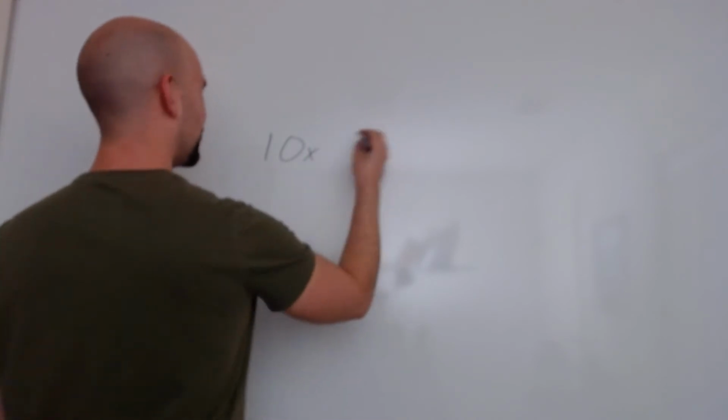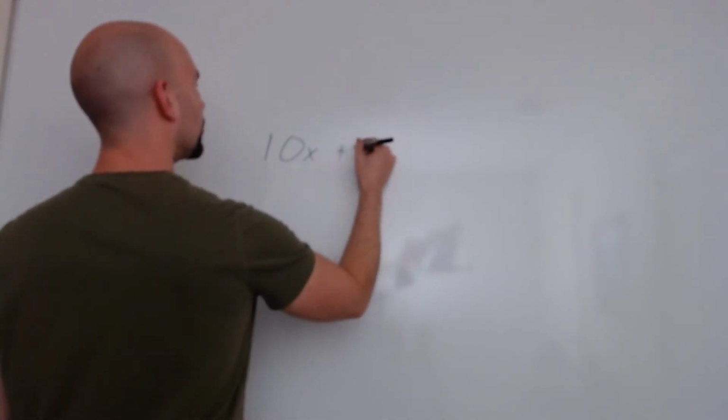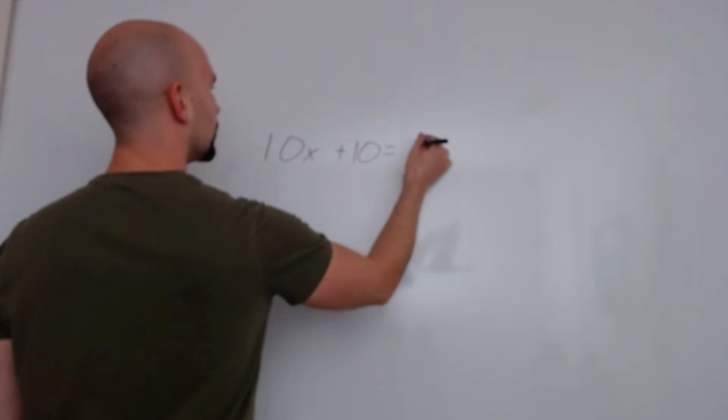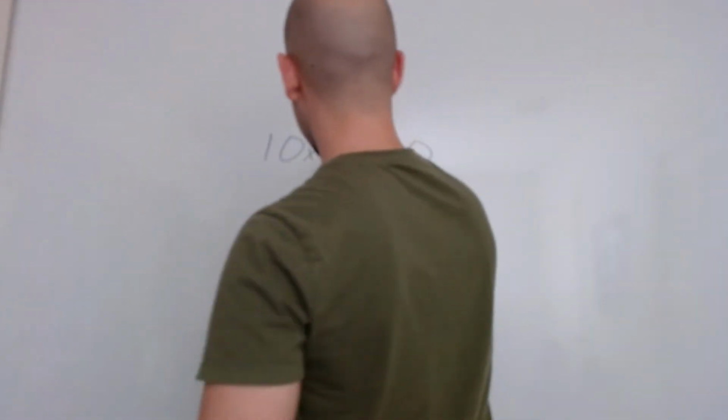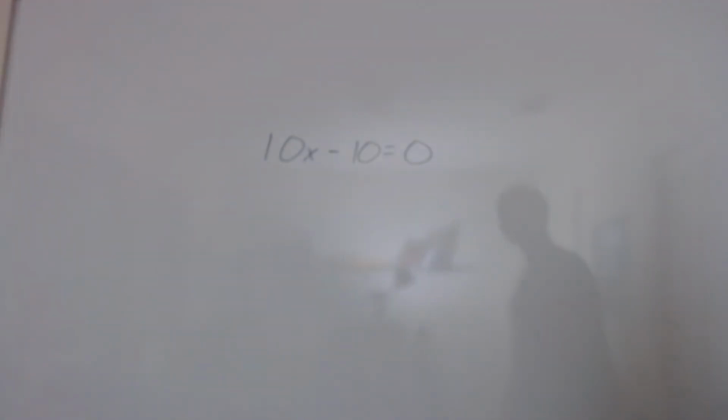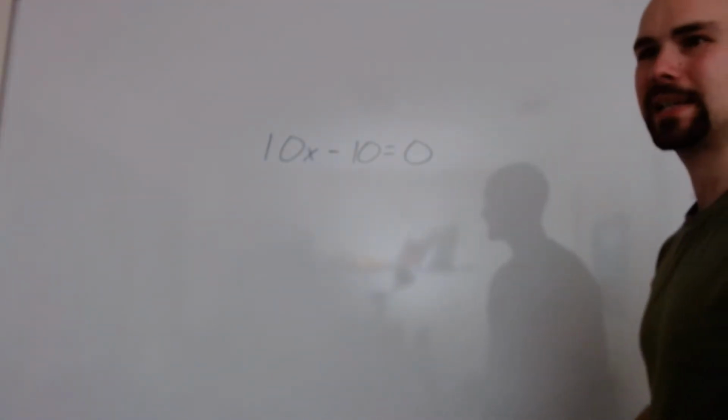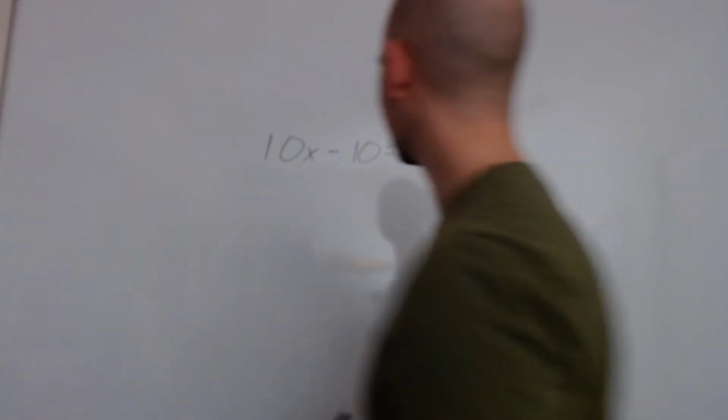Something easy. 10x plus 10 equals 0. Make it even easier: 10x minus 10 equals 0. All right, so let's say that we want to solve this the conventional way.